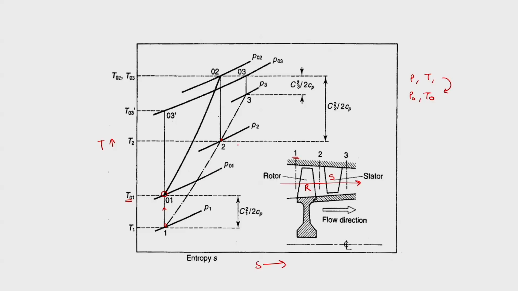Then when we go from 1 to 2, we are in the rotor. So, in the rotor we go from 1 to 2. At 2, if we isentropically stop, then we will reach not 2. So, not 2 is the stagnation condition at the outlet of the rotor. So, P naught 1 is the pressure at the inlet of the rotor, and P naught 2 is the pressure at the outlet of the rotor. But then we have stator. So, here onwards we have stator.